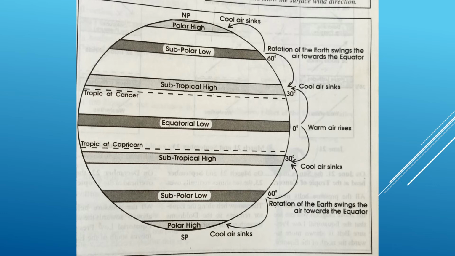The second reason for the formation of high pressure at the subtropical high pressure belt is that the air which is flung off the subpolar low pressure region due to the rotation of the earth also descends in this region, thus adding to the already high pressure existing in this region. So, these are the reasons which have resulted in high pressure in the subtropical high pressure belt.